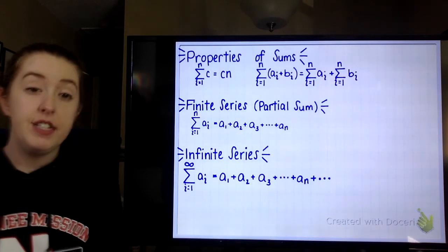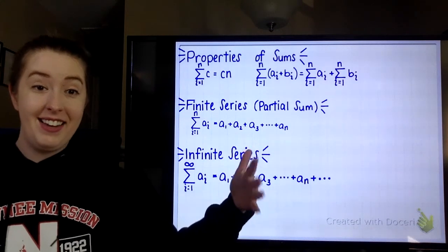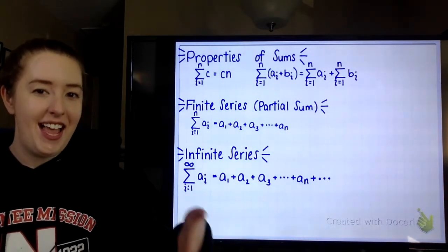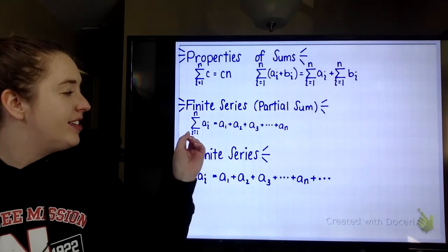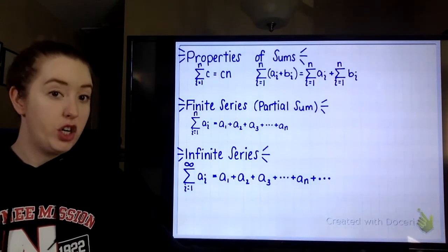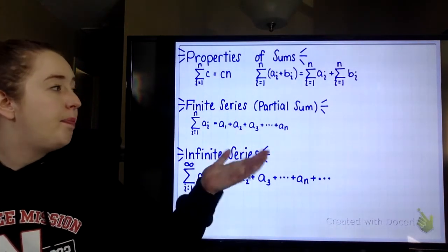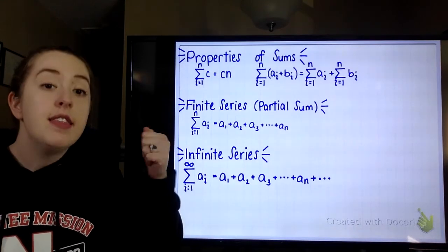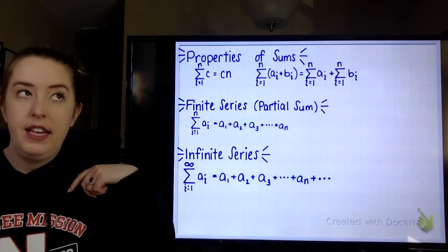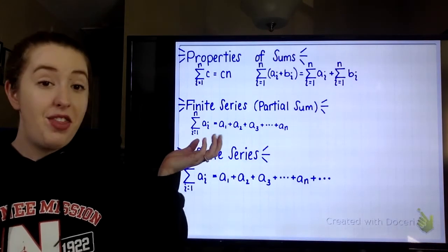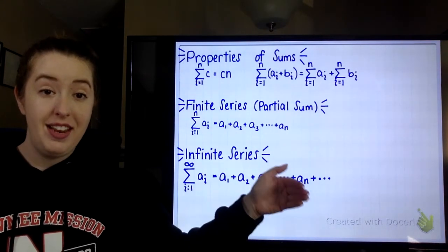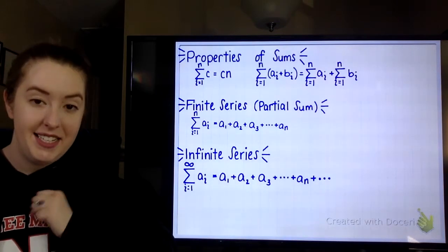Okay, now we have a finite series, and a lot of times it's called a partial sum. So a finite series, remember, infinite means it doesn't have an end, right? So a finite series means that it does have an end. That means that I'm going to have a sum from the first term until some last term. So I might have the 10th partial sum. That means I'm going to take the sum of the first 10 terms. The 95th partial sum means I'm going to take the sum of the first 95 terms. So that's what a finite series is.